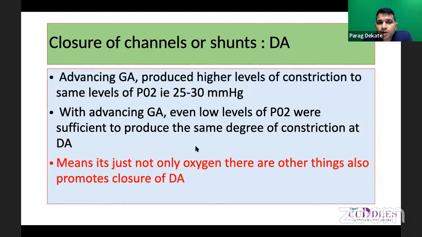So it is not just about PO2 concentration, but advancing gestational age is also a very important factor for closing the ductus arteriosus. What they have seen is that a baby of 38 weeks gestational age with the same level of PO2, as compared to a 36 weeker, has higher chances of closure of the ductus arteriosus. So with advancing gestational age, even at a low concentration, there is the same degree of constriction. That means it's not only oxygen; there are other things which play a role in closing the ductus arteriosus.